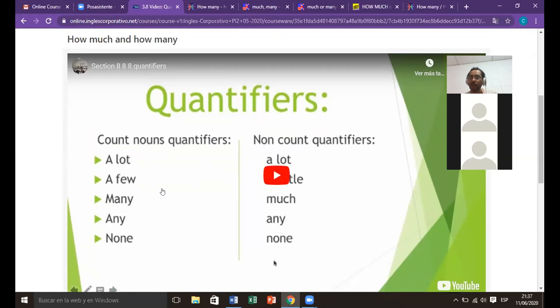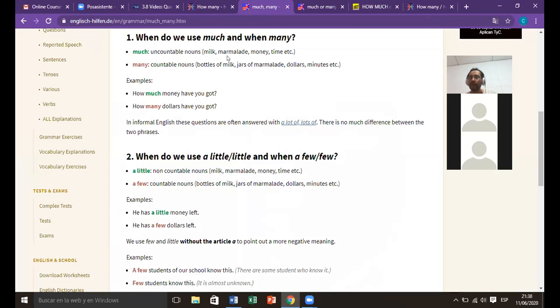Now we're going to practice using them with count nouns and non-count. The first important thing is we understand what is the difference, okay? We use much when it's uncountable. For example, uncountable is milk, marmalade, money, time. Remember, uncountable is only one form, only a singular form. It doesn't exist the plural form. So it's not possible milks. It's not possible monies or times, only one form. For this, we use much.